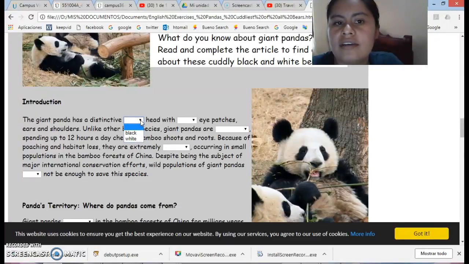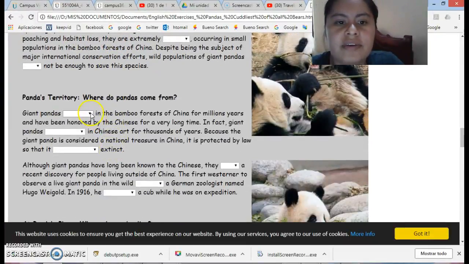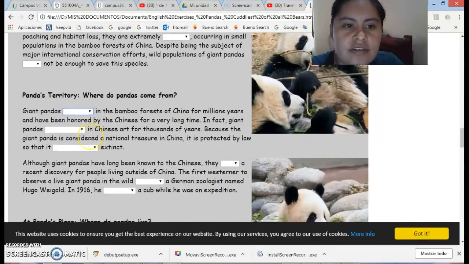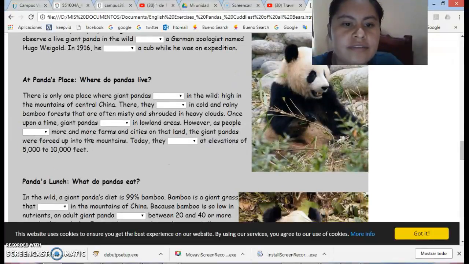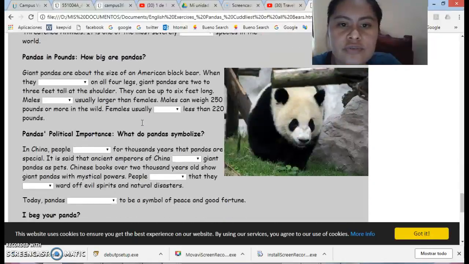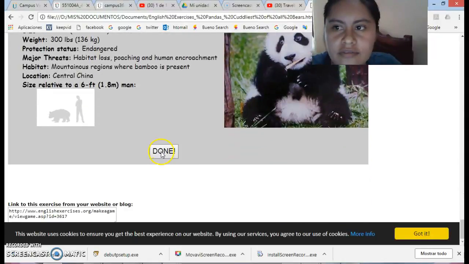First, they begin with a simple word where they need to understand, and then they begin with the use of the present perfect tense, where they have three options to select. When they finish, they click on done. And on this, we have the score of this activity.